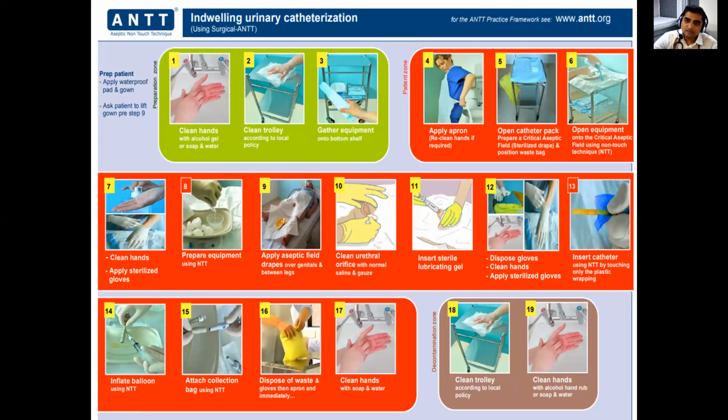And insert the catheter 3 to 5 centimeters further even after you get urine, to avoid damage to the urethra by inflating the balloon within the urethra. So it should be inserted at least 3 to 5 centimeters beyond the point where you get urine. And then inflate the balloon with 10 to 30 cc as per the manufacturer's recommendation written on the catheter, with non-touch technique. Then after inflating the balloon, you can just pull the catheter to check whether it's secured or not.